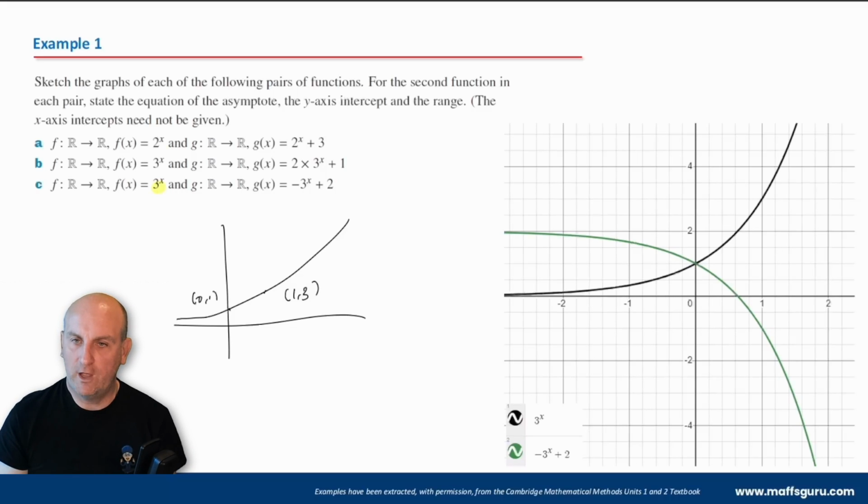What have we got? So, dilations. Are there any dilations? Nope, there don't appear to be any dilations. Are there any reflections? Yes, there is. So that tells me the first thing is that it is going to be reflected in the x-axis. Right, so that's a reflection in the x-axis. So now let's draw a quick sketch. So it's going to get to here.